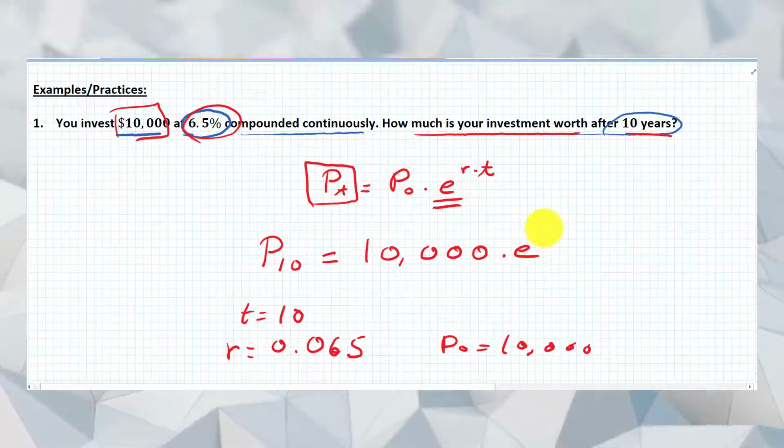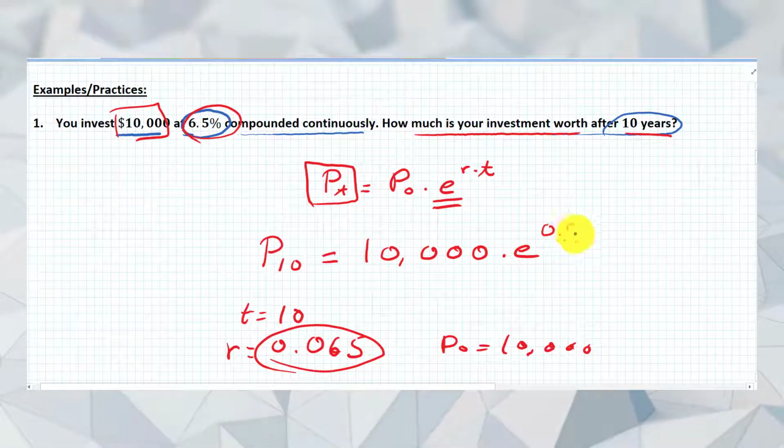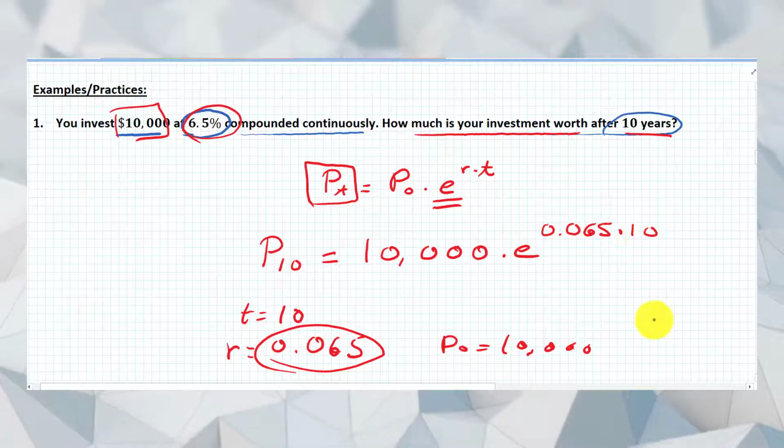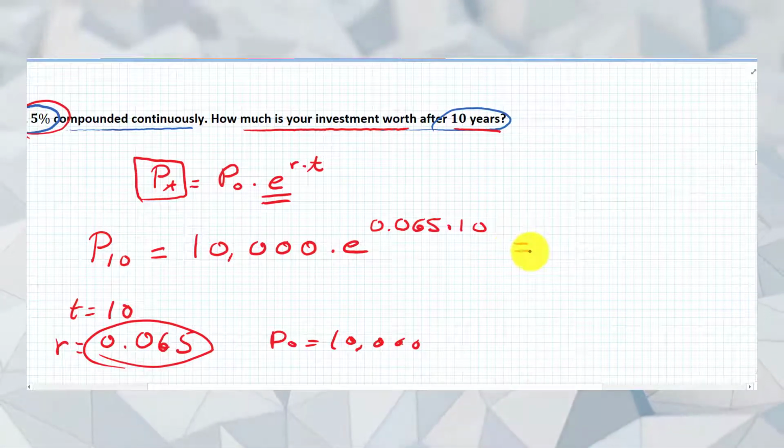2.718, right? To the power of RT. So R is 0.065 times how many years? 10 years. Here we go. And that is going to be the investment that you have at the end of 10 years.